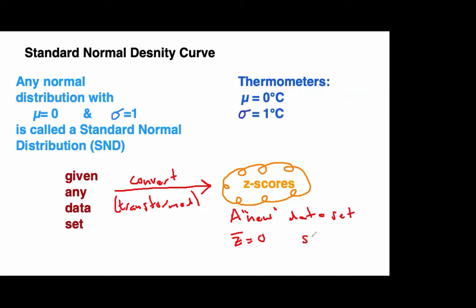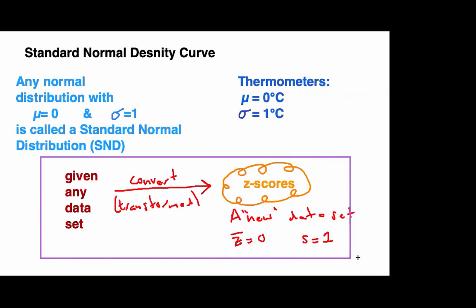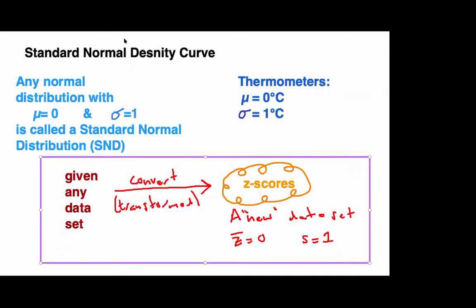For now, we will focus only on a distribution that looks like this, normally distributed with a mean of 0 and a standard deviation of 1, i.e. a standard normal distribution, an SND. This will be somewhat of an abstract discussion of this distribution, but we may occasionally refer back to the thermometer example as a concrete setting in which to better understand the concepts.